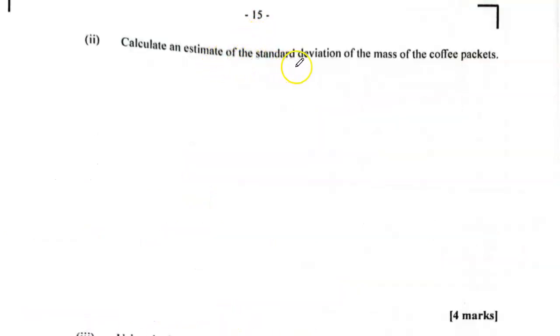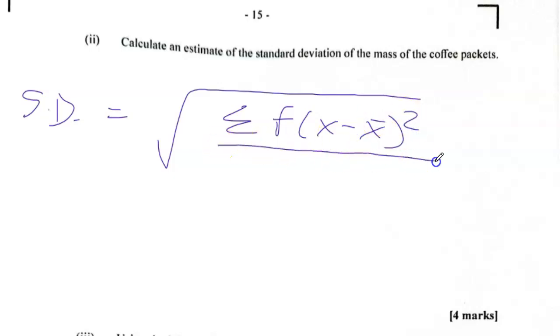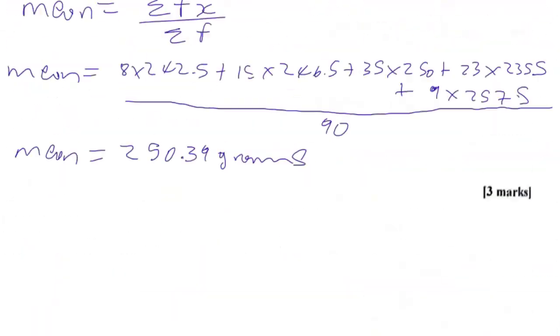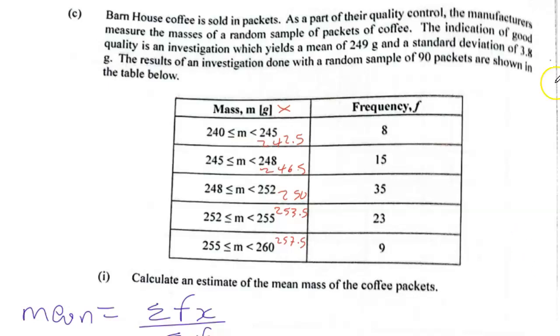Next, we're asked to calculate the standard deviation. So now the standard deviation formula is the square root of the summation of f times (x minus x bar) squared over n minus 1. So we need to calculate the summation of f times (x minus x bar) squared. Let's come back to here. So we need (x minus x bar) squared.